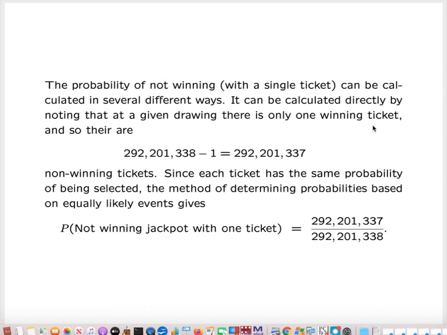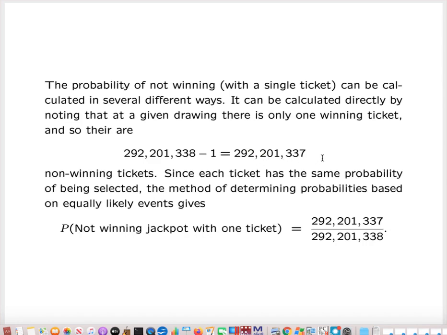Now, what is the probability of not winning with a single ticket? Well, this can be calculated in several ways. For example, it can be calculated directly by noting that at a given drawing, there is only 1 winning ticket. Now, understand that multiple people may have that ticket, but in terms of the number of winning tickets, there's only 1 winning ticket. And so that means the number of losing tickets is 1 less than the number of total tickets.